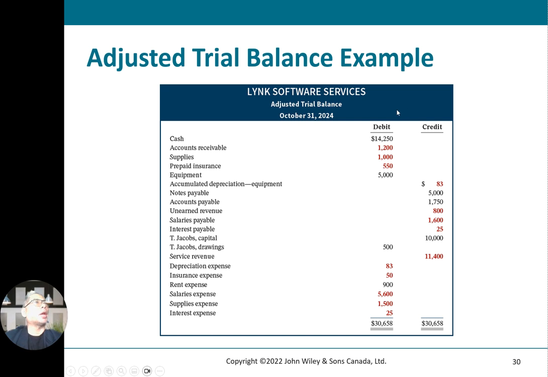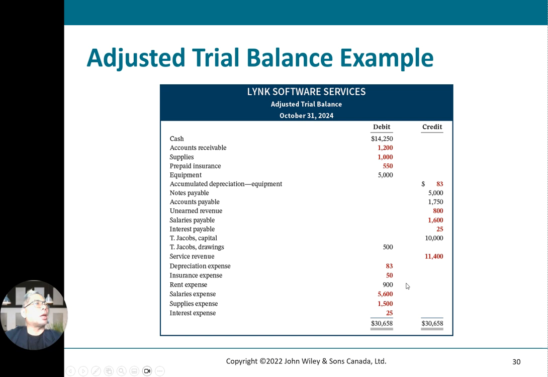You look here at the debit side and the credit side: accounts receivable is 1,200, supplies debit 1,000, prepaid insurance 550. Then we have accumulated depreciation, credit 83, and unearned revenue 800 here, credit. Salaries payable 1,600, and interest payable here 25. Service revenue is 11,400, and then depreciation expense here 83, the adjustment, right? 83, 50 insurance expense. Okay. And then we have salary expense, supplies expense, and interest expense. So here interest expense, right? Debit and credit. You can see the adjustment there, the adjusted trial balance.